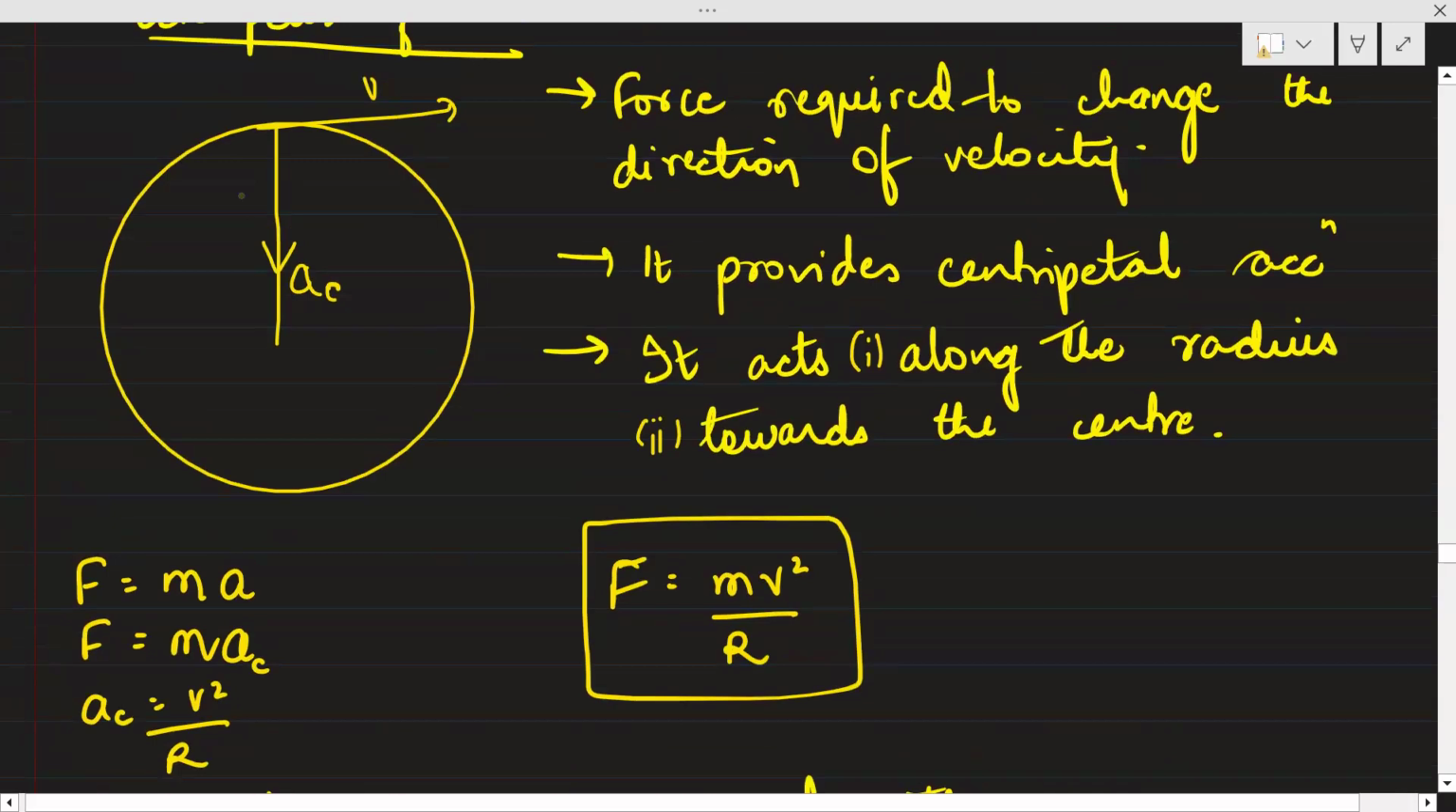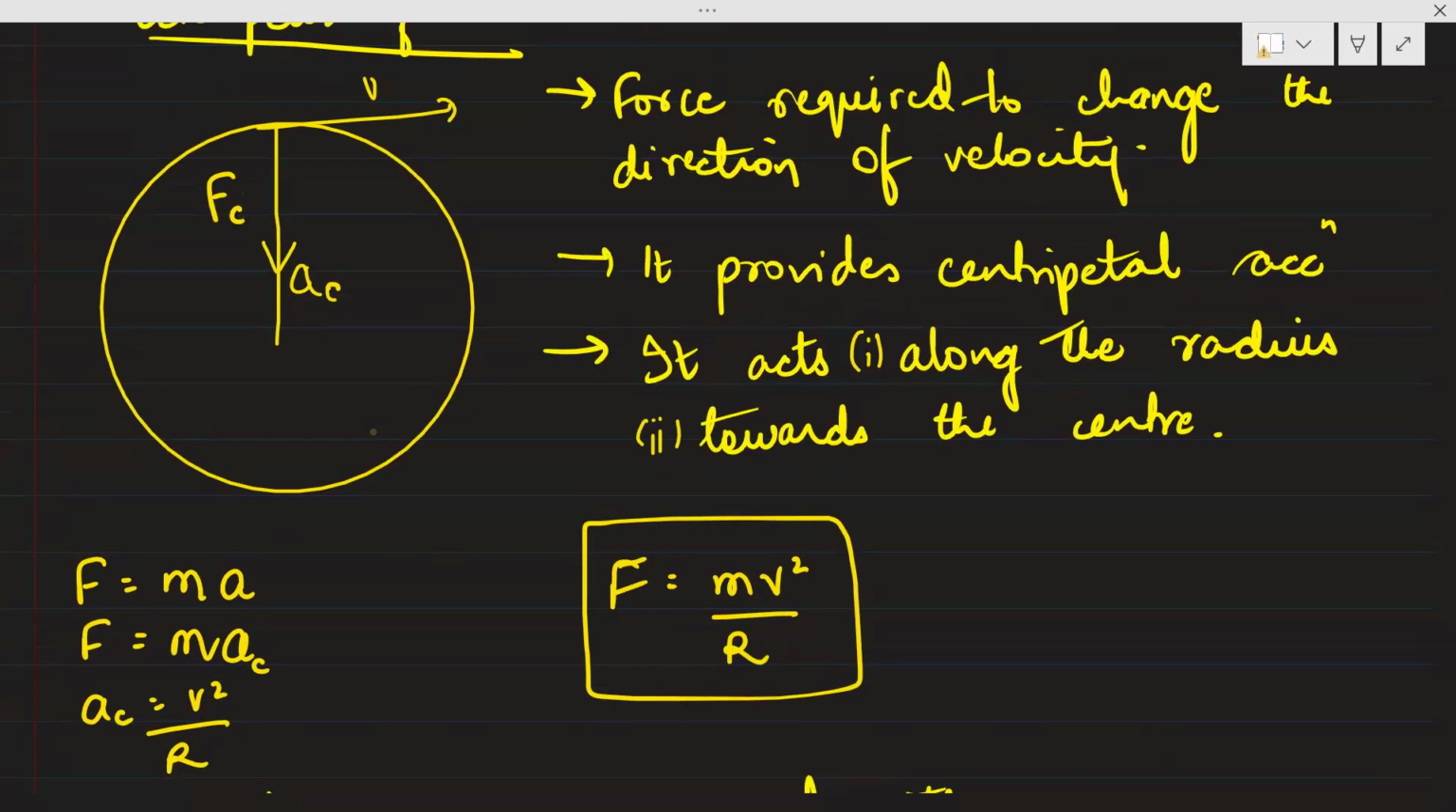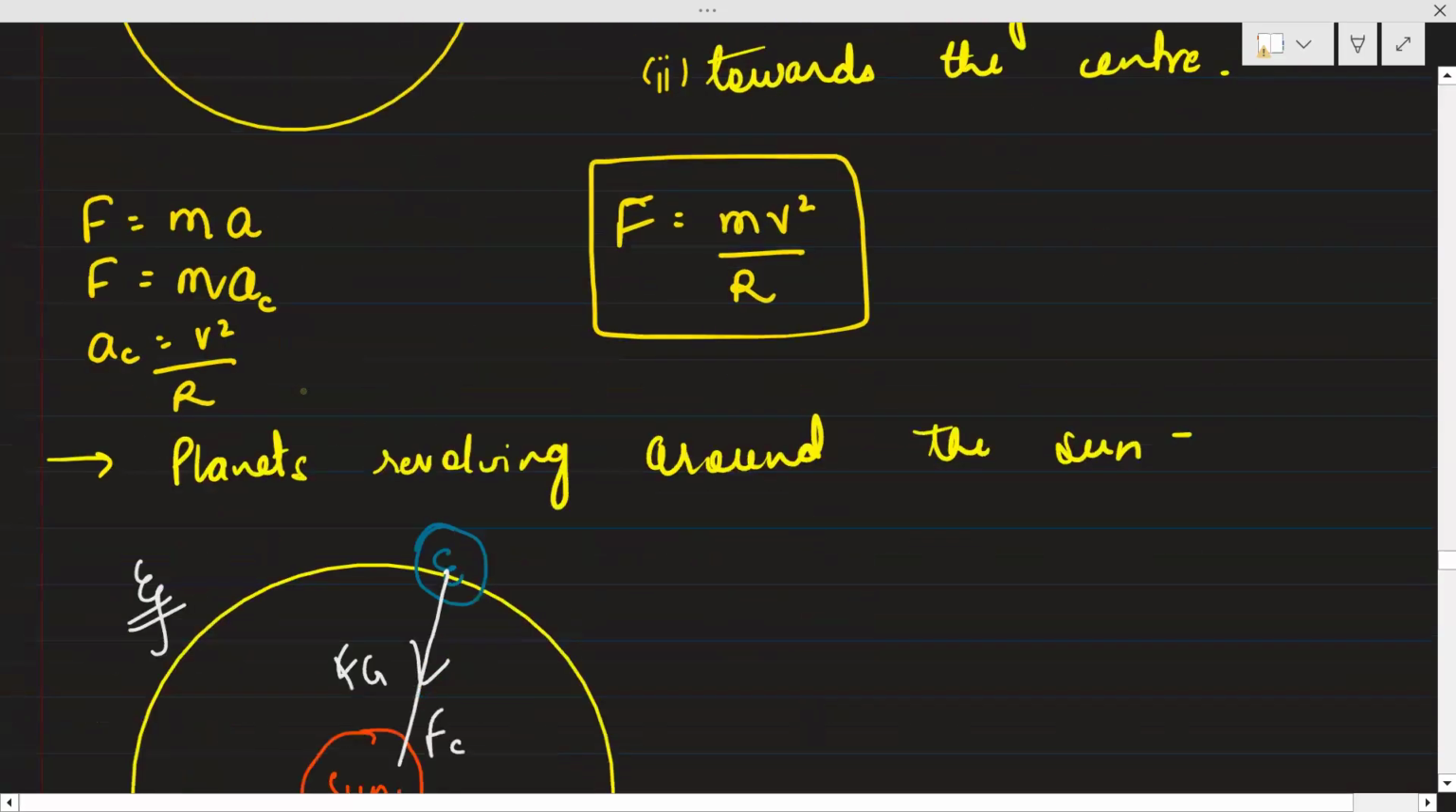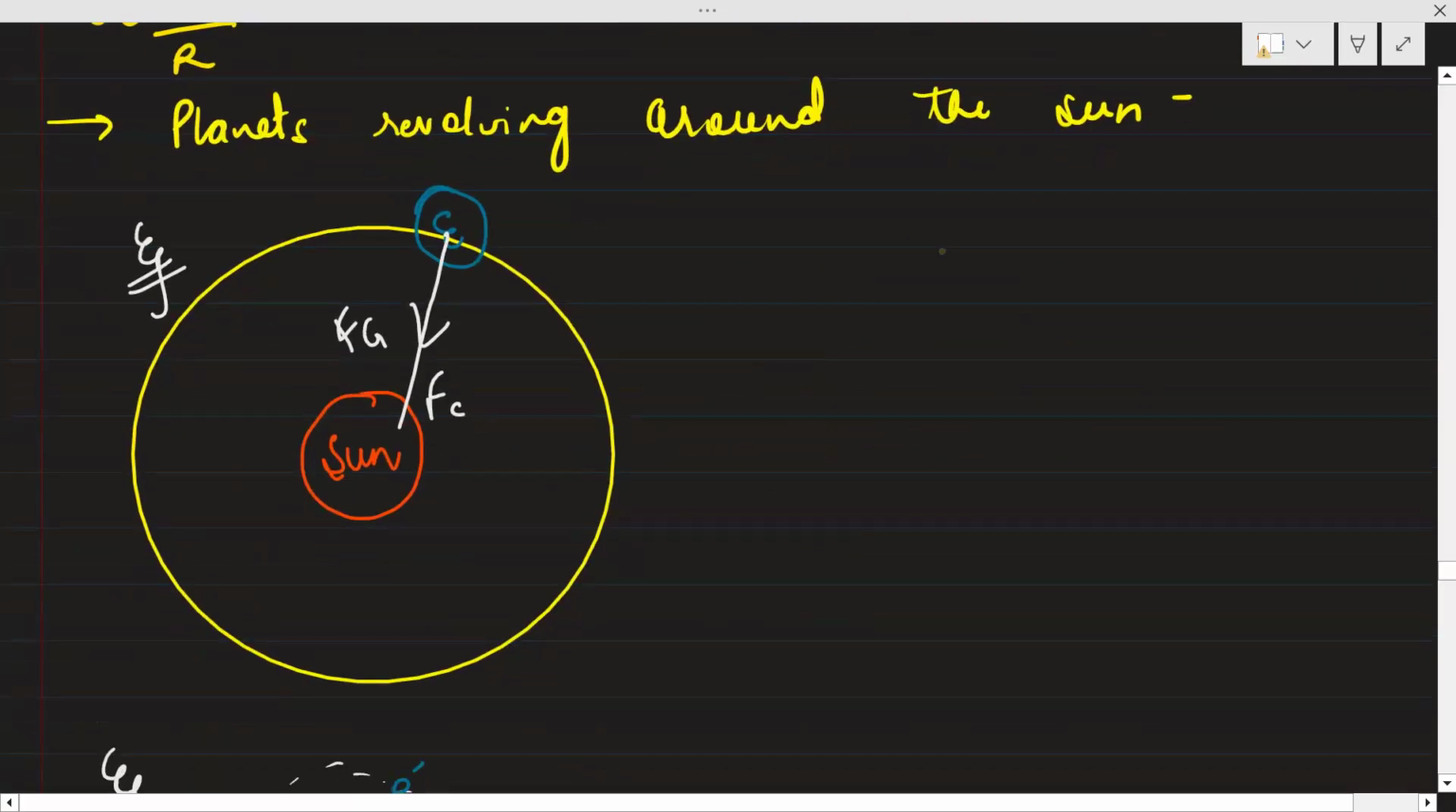So any force that acts along the radius and towards the center, any force in the system can be said to provide the centripetal force. So whichever force is required to change the direction of velocity, it provides a centripetal acceleration. These are the two most important points which you need to remember, that it acts along the radius and towards the center. So this is the centripetal force acting along the radius and towards the center. Now any force that is present which acts along the radius and towards the center will provide the necessary centripetal force.